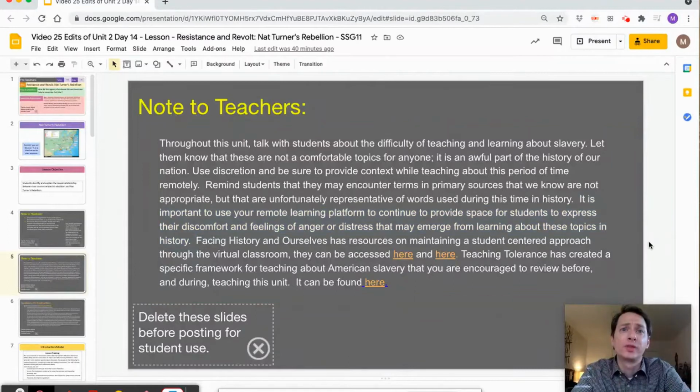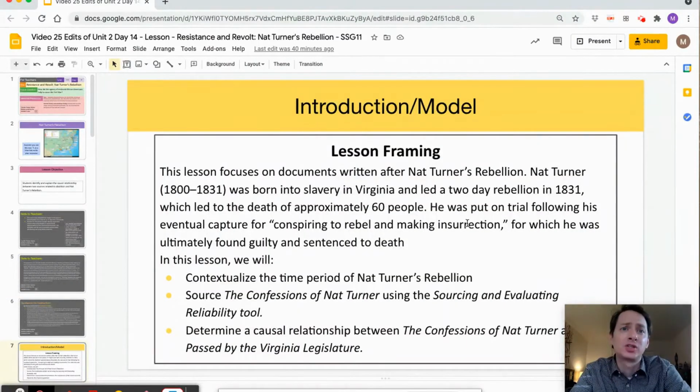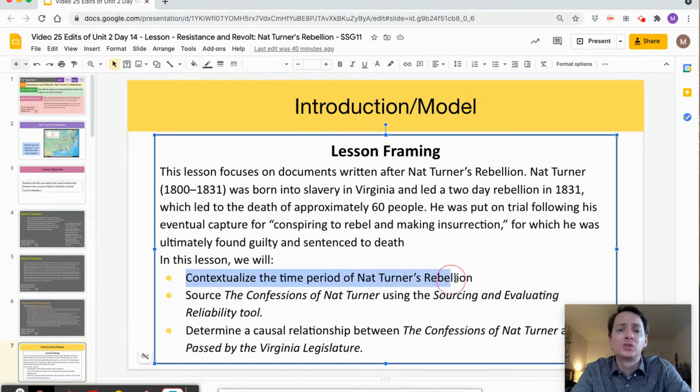The lesson starts with a Framing the Learning slide that summarizes the lesson's content, but also previews for the students the activities that they will be completing. The students start by analyzing data presented in 2 tables, 1 map, and an image, and they use all of those sources to create a historical context for Nat Turner's rebellion. Then they are going to assess the reliability of and source the text, The Confessions of Nat Turner, and they will do that by using a sourcing and evaluating reliability tool, which is actually embedded into these slides here. And lastly, they are then going to determine the causal relationship between that source and the subsequent laws that were passed by the Virginia State Legislature.